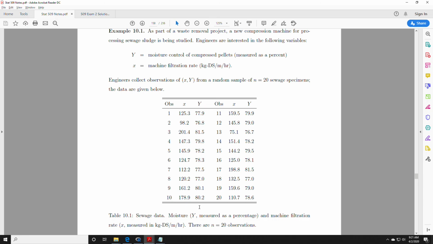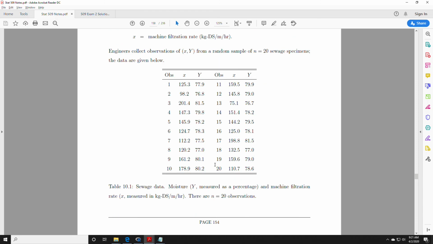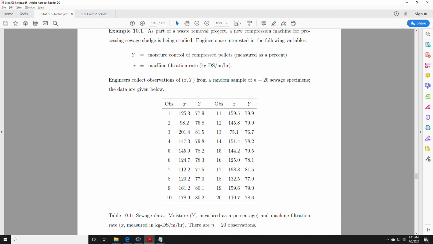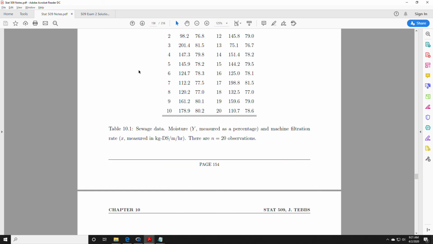So here's our data set, 20 observations, right? For each observation, we have its filtration rate and its moisture, okay? And so we have some crazy units here, and moisture measured in a percent. I think the only thing I don't know is DS, which again, I'm gonna omit my acronym this time. Okay, so we want to use filtration rate in order to try to predict moisture control. Okay, so that's basically the goal.